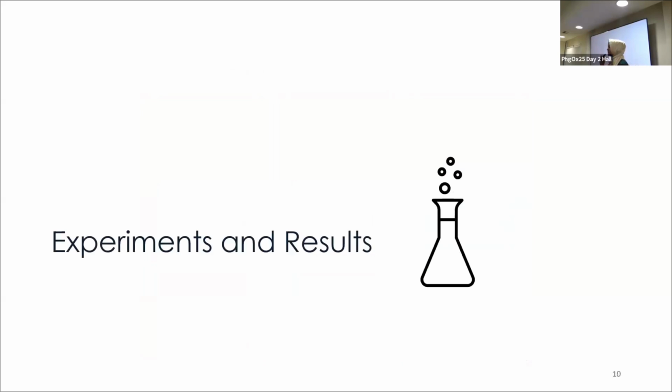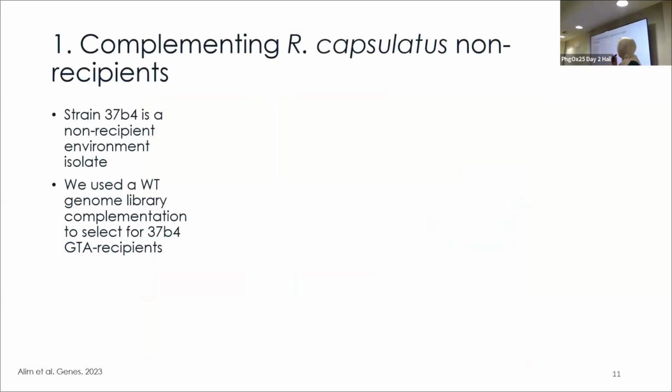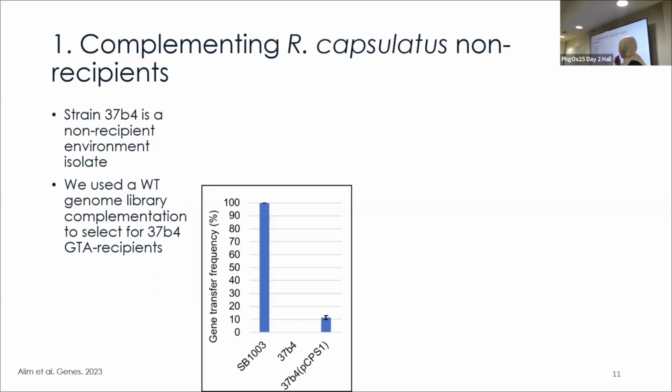So getting into the details of the experiments and the results, I have strain 37B4. It's a naturally occurring isolate of Rhodobacter capsulatus. However, it's incapable of receiving genes via RCGTA particles. So we used a recipient wild-type genomic library to complement this strain. And we were able to endow this strain with recipient capability using this complementation, which is shown on this bar graph here.